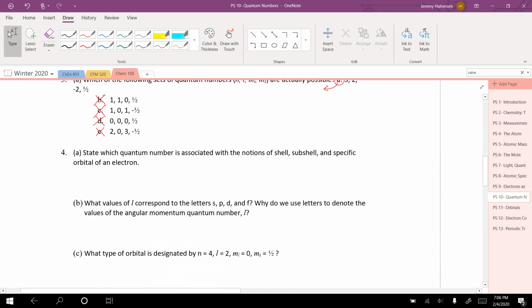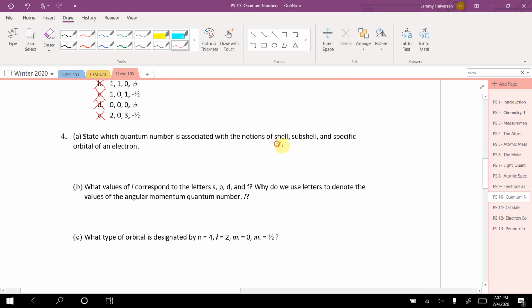State which quantum number is associated with the notion of shell, subshell, or specific orbital. Kind of talked about that. N tells you the shell, L tells you the subshell, and M sub L tells you a specific orbital. And then what tells you a particular electron? I'll just add that here. Electron is given as M sub S, the spin.